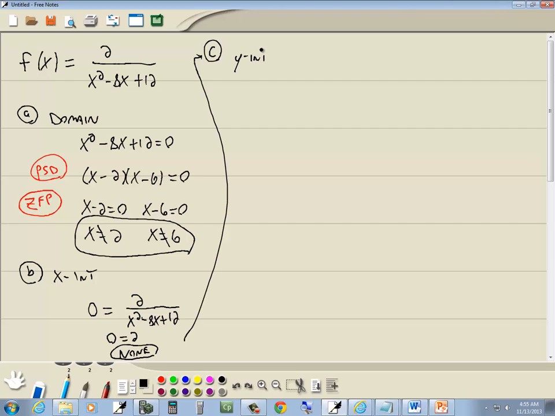Now the y-intercept. You always plug 0 into the other variable, so plug 0 in for x. So remember, f of x is like y. y is equal to 2 over 0 squared minus 8 times 0 plus 12. Those drop away, and we've got 2 over 12, which gives us y is equal to 1/6.